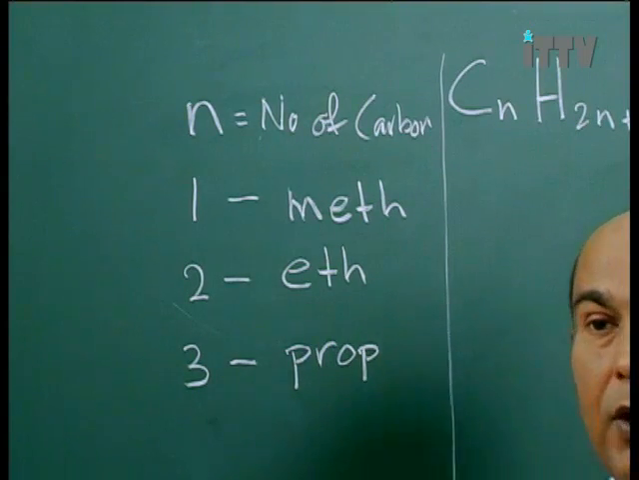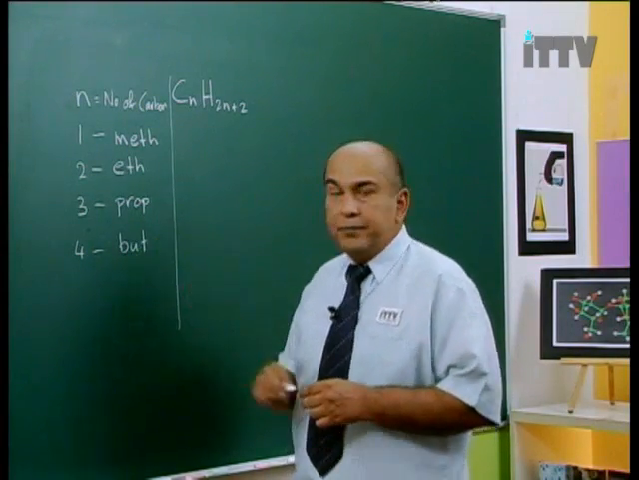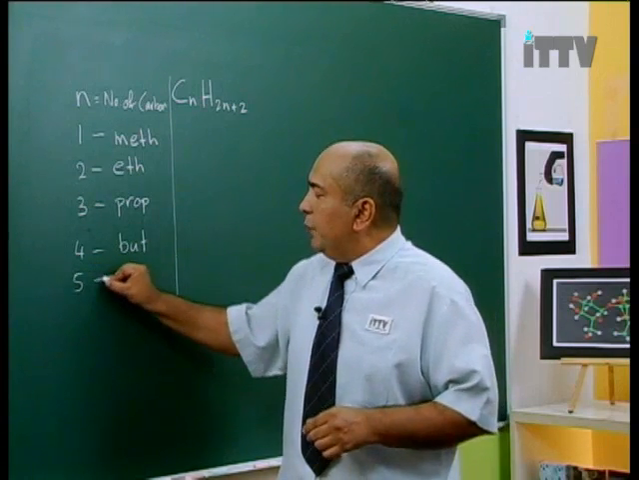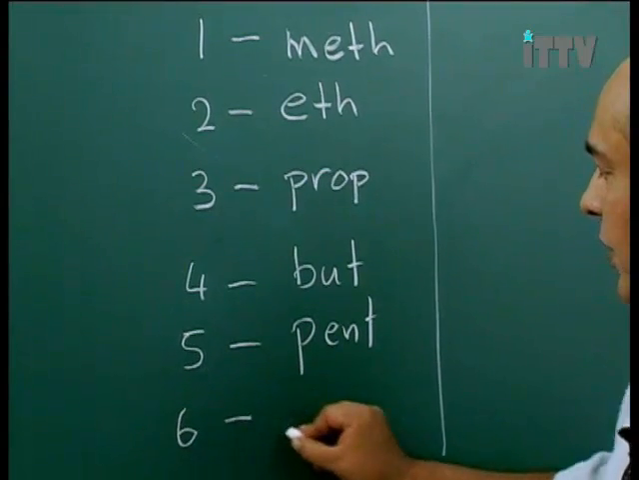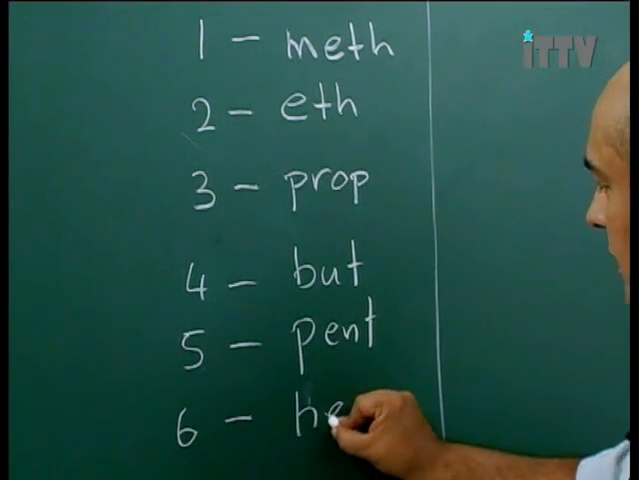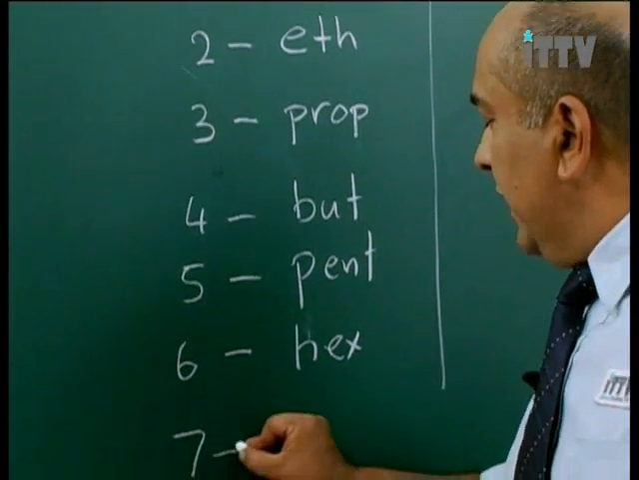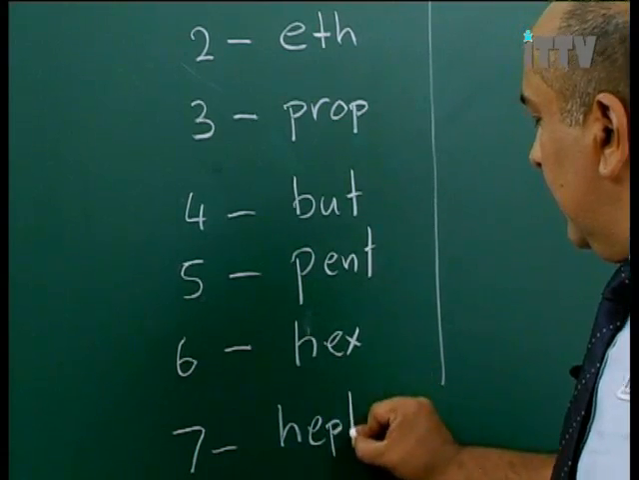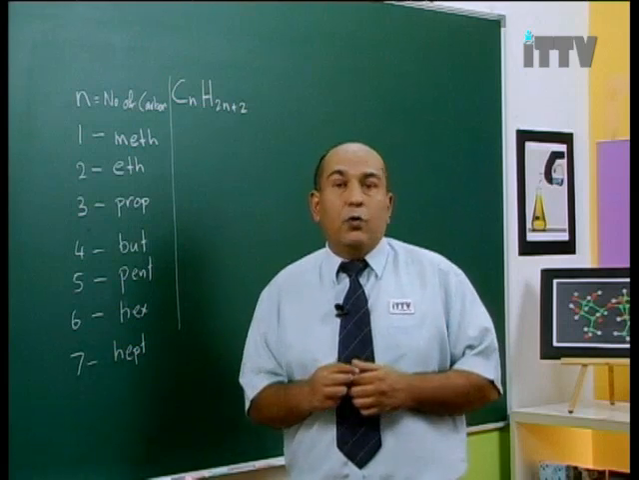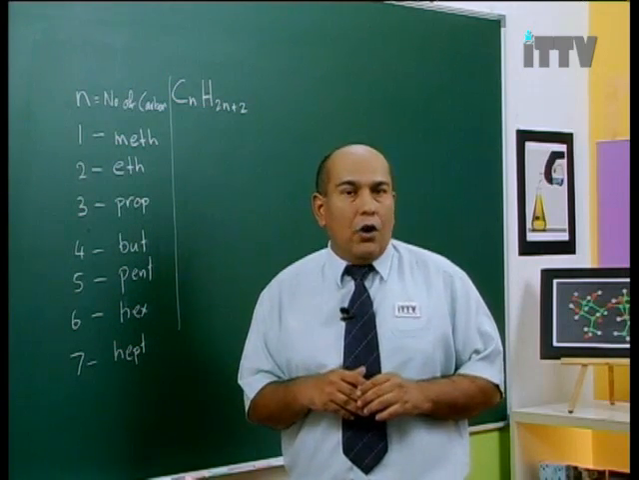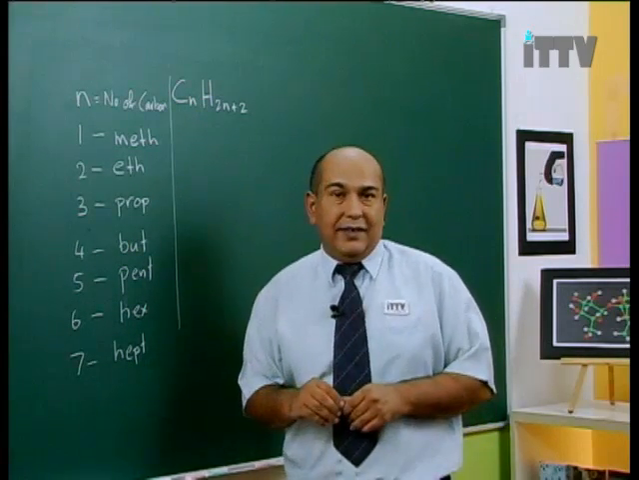When the number of carbons is 4, we use the word but. When the number of carbons is 5, we use the word pent. When we have 6 carbons, we use the word hex. When we have 7, we use the word hept. For now, we'll just worry about the first 7. 8 would be oct, 9 non, and 10 dec. But for now, we'll just worry about these.